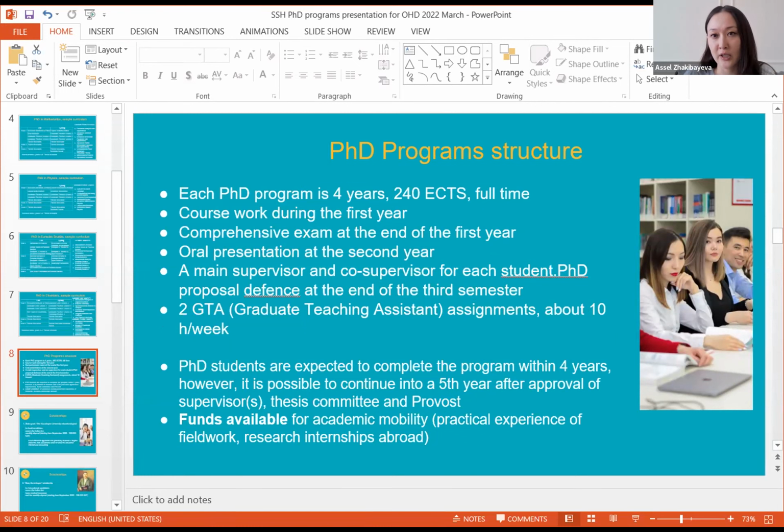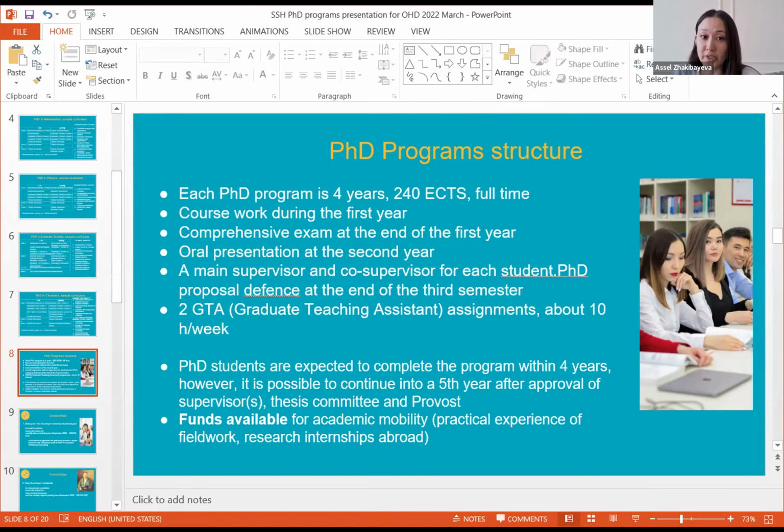As the first year is coursework, you will have exams by the end of each semester. After the first year, there will be the comprehensive exam and oral presentation in the second year. Starting from that point, our students will be exposed to research and work mainly with their supervisors. About the supervisors, it is usually one NU supervisor, and there will also be a co-supervisor from another school or maybe from another university.